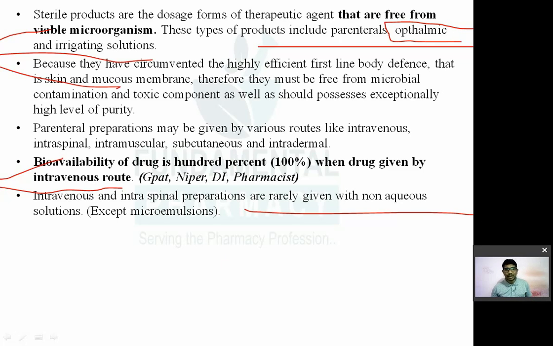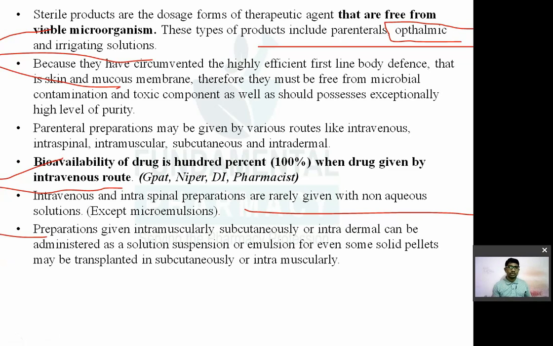Then next point we'll see. We are going to see only important points for your GPAT, NIPER, DI, Pharmacist from this chapter, because this chapter is a very huge chapter. बहुत बड़ा चैप्टर होता है आपका, उसमें जितना इम्पोर्टेंट है उतना ही लूंगा, ज़्यादा इन्फॉर्मेशन देके कोई फायदा नहीं, because they are not going to ask you anything.